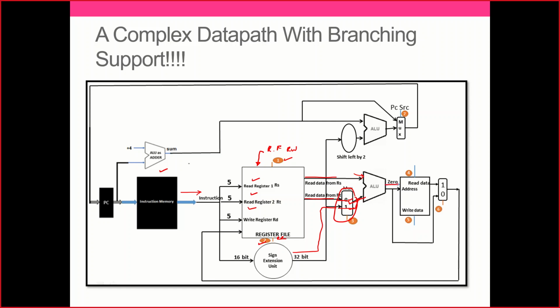If the result is 0, and if the instruction is a branching instruction, I need to now convert this into this, and I go on here. I shift it by 2 so that I get multiplied by 4, and this will be the updated address.